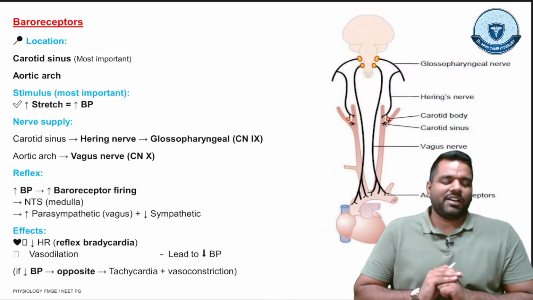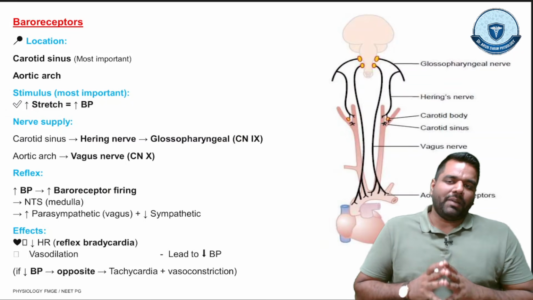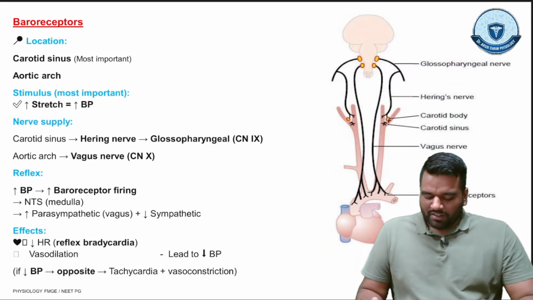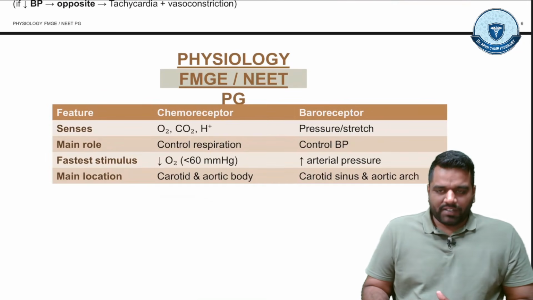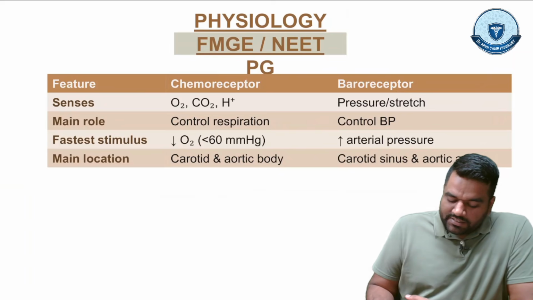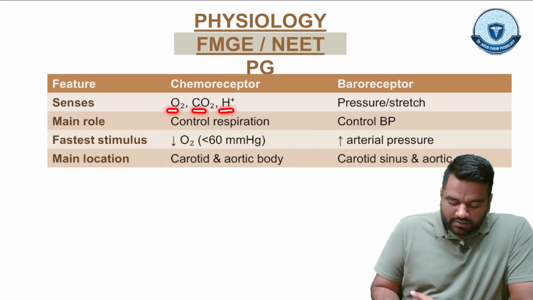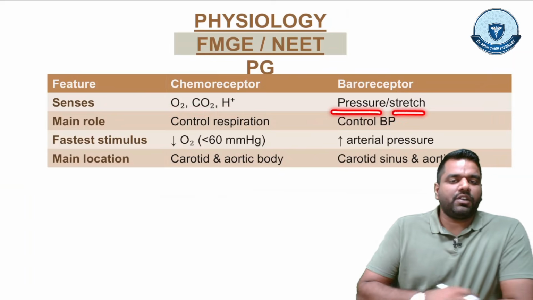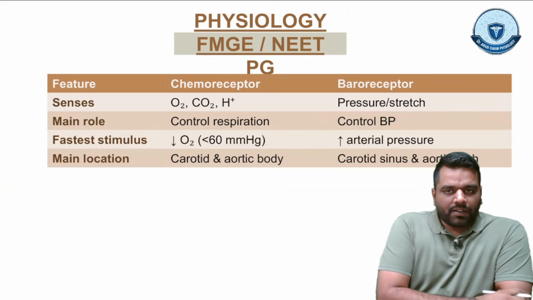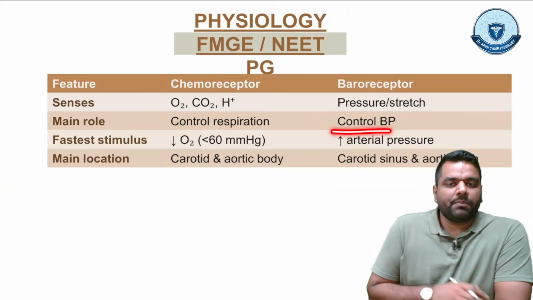I hope everybody has now understood the basic concept behind the chemoreceptor and the baroreceptor. Very important part. So let's summarize both of these receptors. For the chemoreceptor, the sense is oxygen, CO2 and the H ion. For the baroreceptor, the pressure or the stretch of the vessel. The chemoreceptor's main role is to control respiration, but the baroreceptor controls the BP.